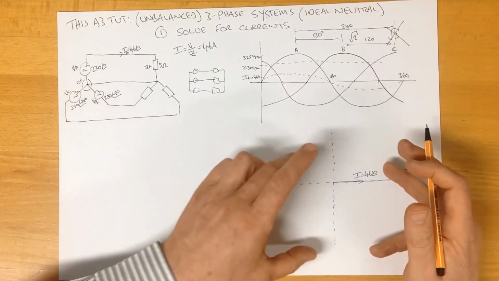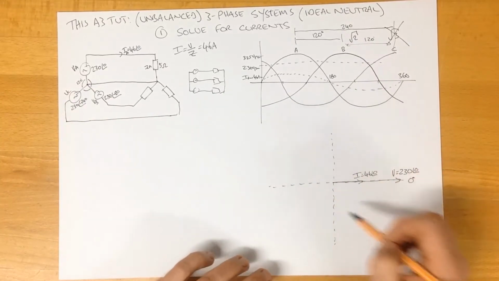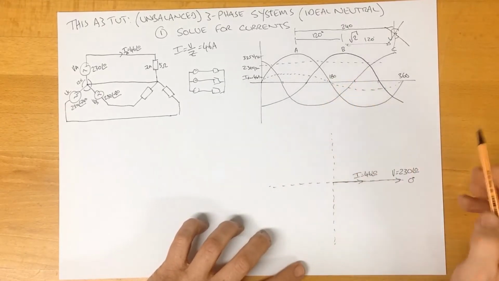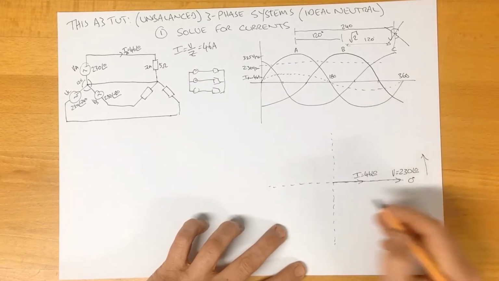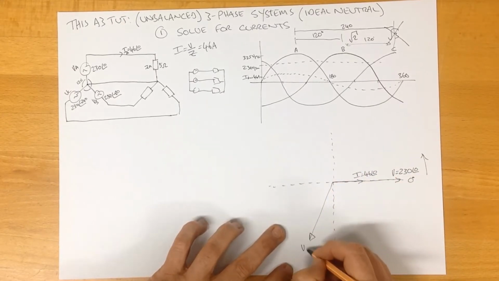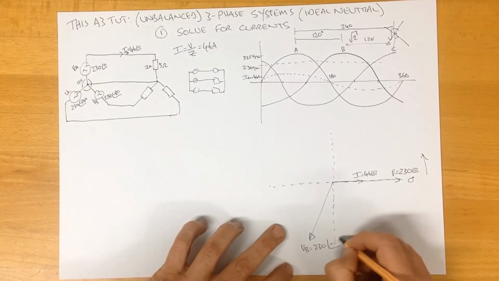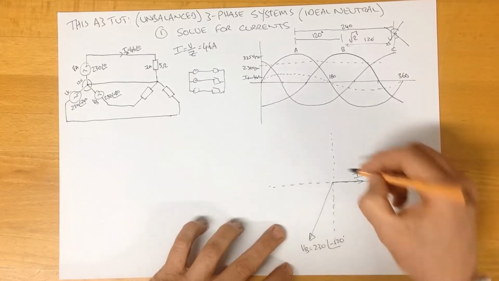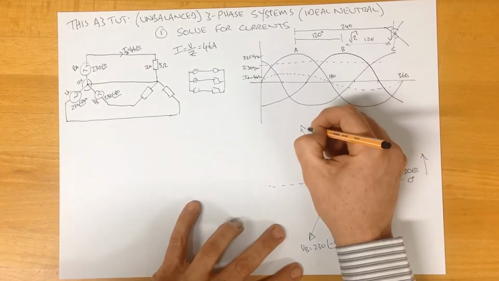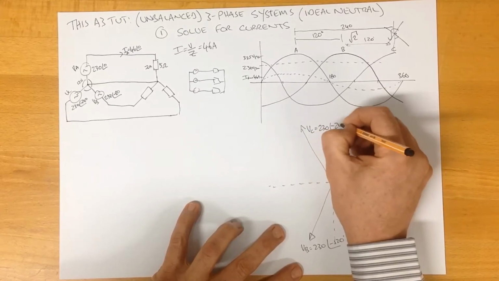In the vector domain, the phasor domain, depending on which terminology you want to use, we can draw these in as well. Phase B lags by 120. This thing circulates in this way, so to lag, we would come down here. VB, 230 volts minus 120 degrees. And similarly, VC will be up here somewhere, 230 volts minus 240 degrees.